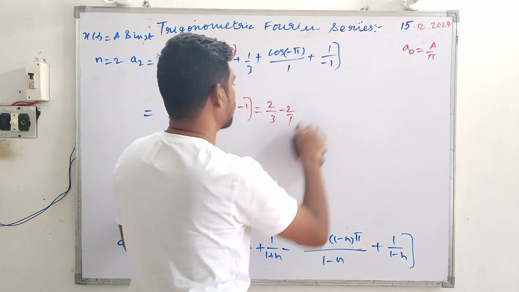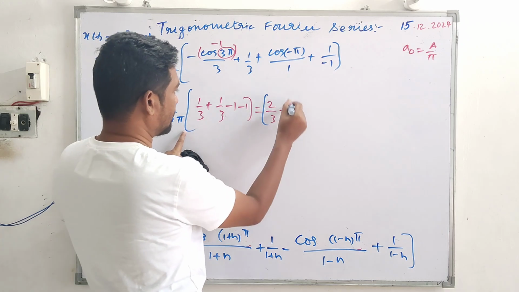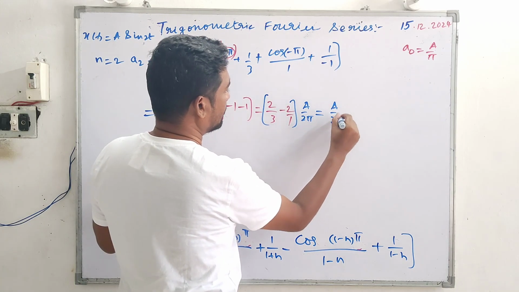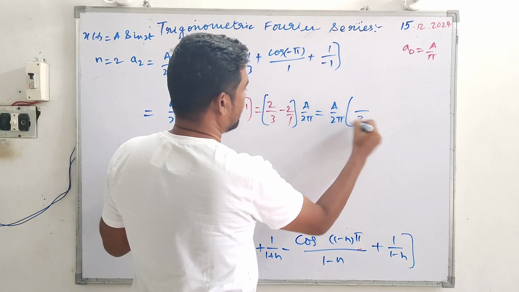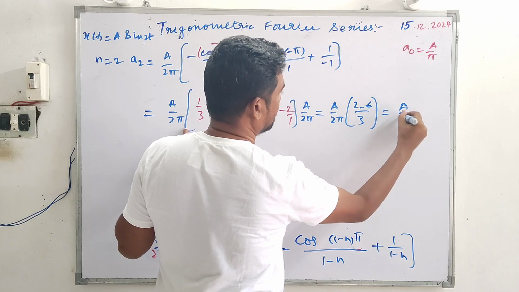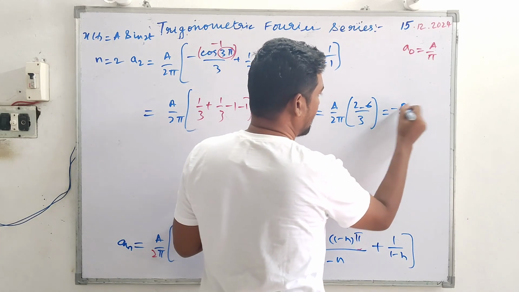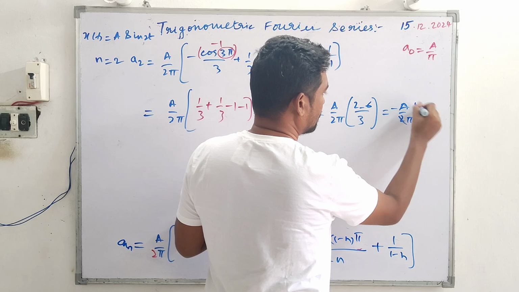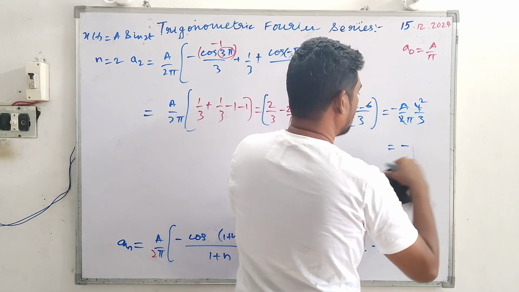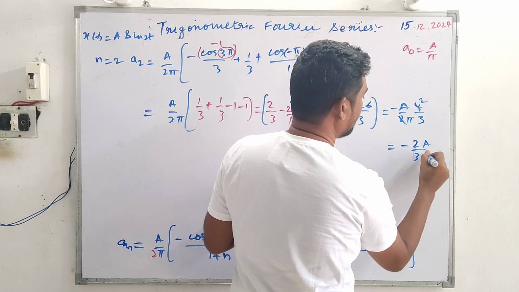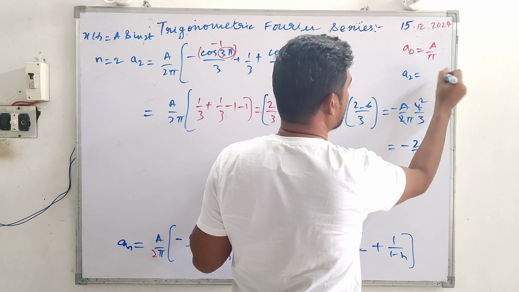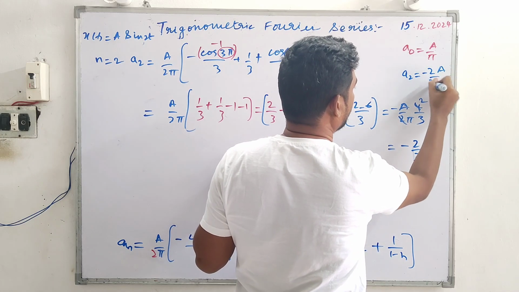I forgot to mention, this is inside the bracket. Okay, this is inside the bracket. We have that a by 2 pi, which is equal to a by 2 pi, and it's 3, 2 minus 6, which is a by 2 pi. We don't touch it. This will be minus 4 by 3, 2 times, and it's a minus 2a by 3 pi. For what value is this? A2. A2 is found out to be minus 2a by 3 pi.